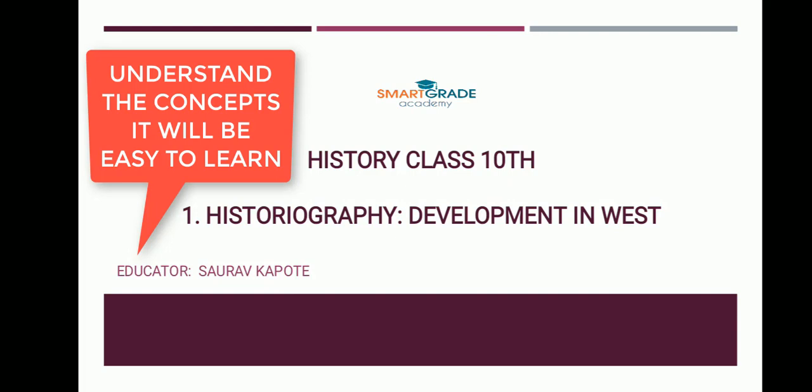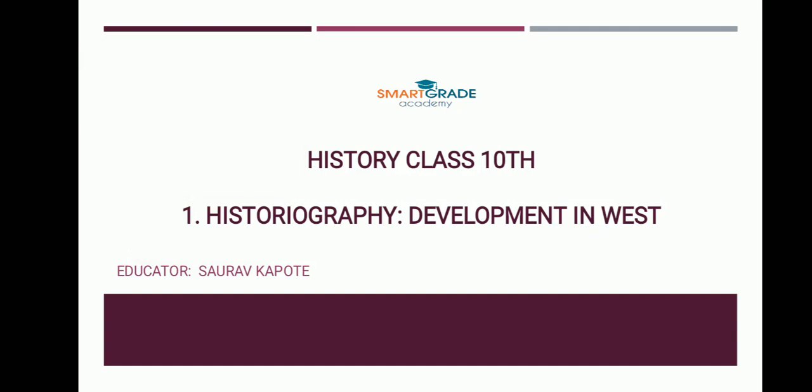The first chapter, Historiography, Development in the West. Development in the West refers to the western part of your world, which is Europe. In Europe, there were many notable scholars, and they showed us the guidelines and rules on how history should be written. So we are going to study that in your first chapter.